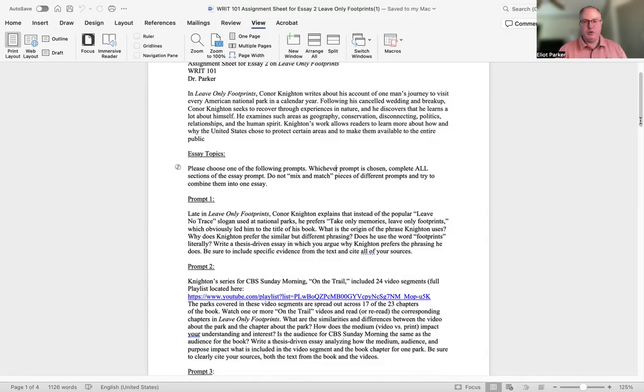In this first paragraph on the assignment sheet, you'll see a big picture, 30,000-foot view summary of the book and some of the themes and ideas that Conor is talking about. Basically, as we've learned in reading this book, this is an account of one man's journey to visit every American national park over the course of a year. This was spurred by the end of his relationship. He was engaged to his fiancee. That ended suddenly. It ended badly for him.